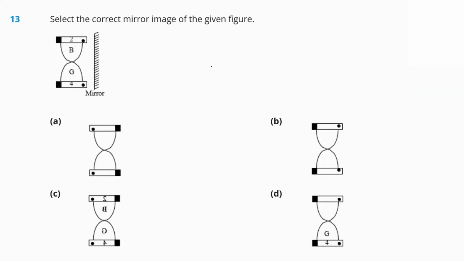Select the correct mirror image to the figure given below. This question is very easy because if you see, the original image has 2, B, G, and 4. 2 numbers and 2 alphabets in it. Option A, B, and D do not have them. Only option C has it, the entire thing, all the 4, the 2 numbers and the 2 alphabets. Option C is the answer.